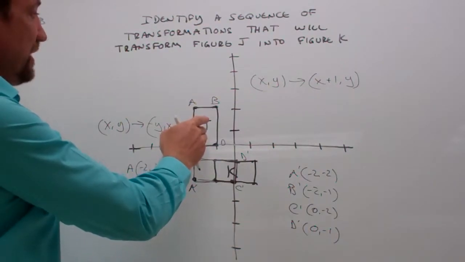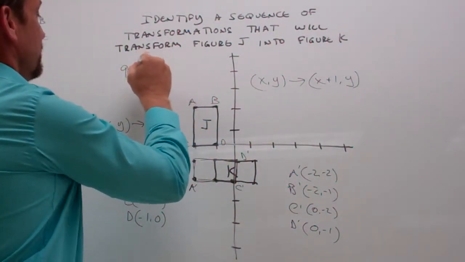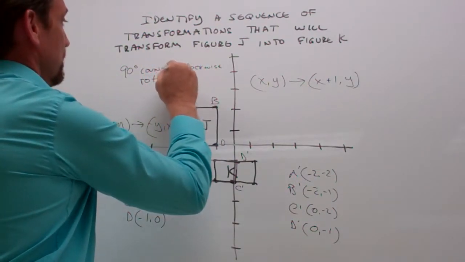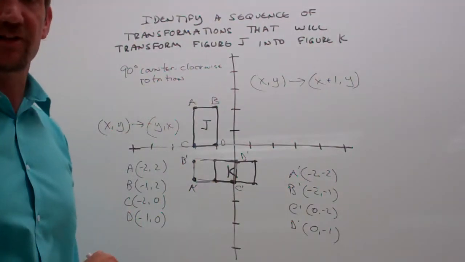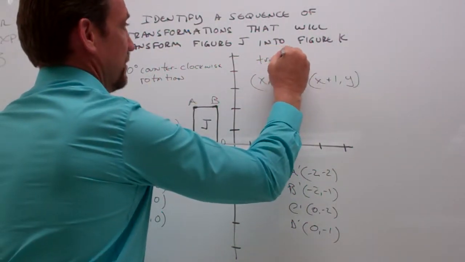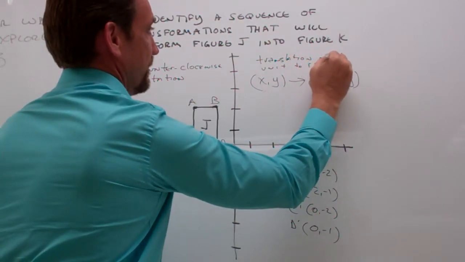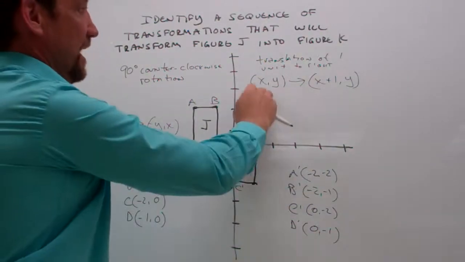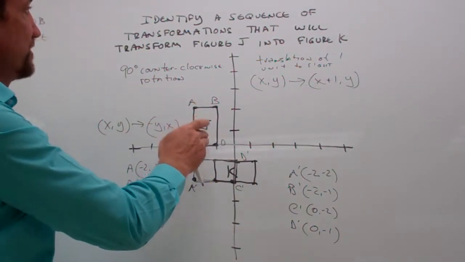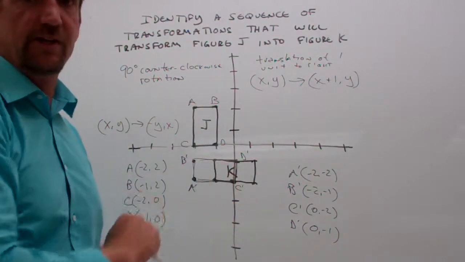So to transform rectangle J into rectangle K, we did a 90-degree counterclockwise rotation. And that can be demonstrated algebraically by saying x, y became negative y, x. And then we followed up with a translation of 1 unit to the right. And that can be demonstrated algebraically by x, y becomes x plus 1, y. So there's an example as one possible sequence you could have used to transform rectangle J into rectangle K. It would have been with a 90-degree counterclockwise rotation and then a translation of 1 unit to the right.